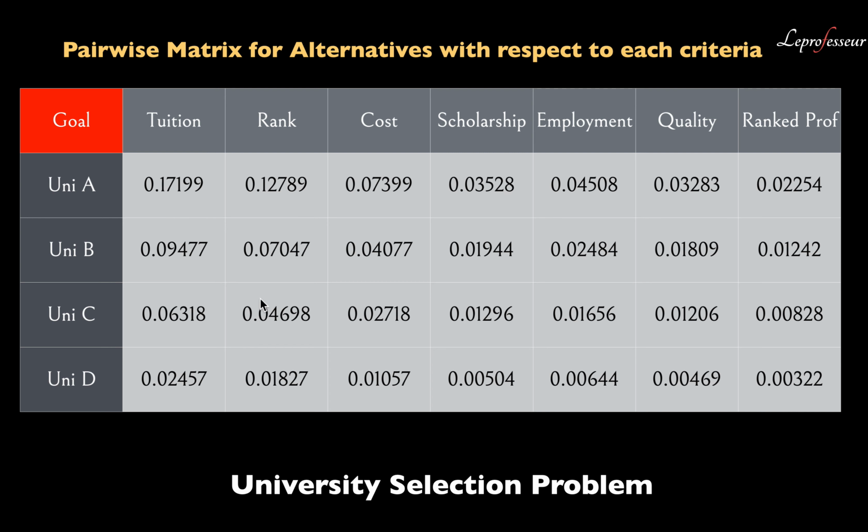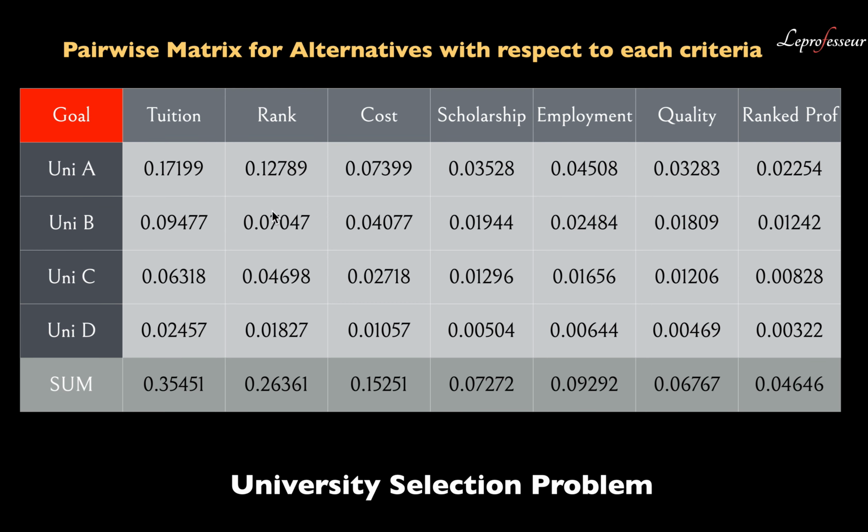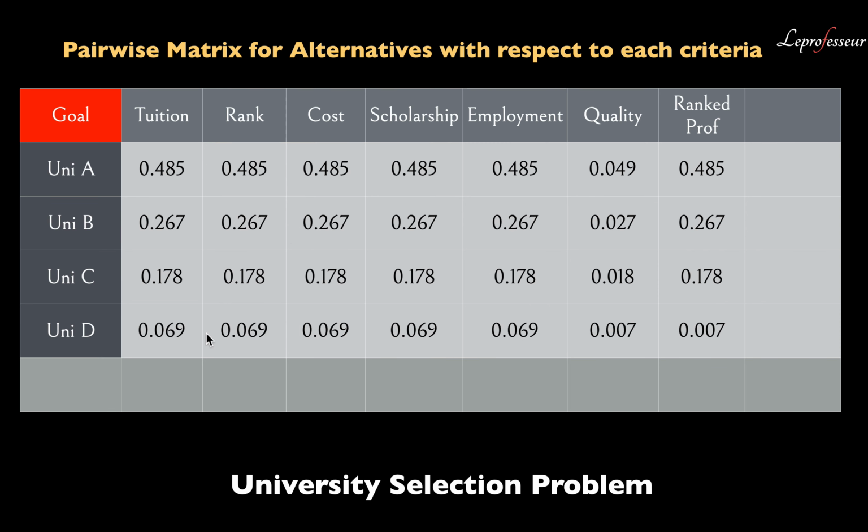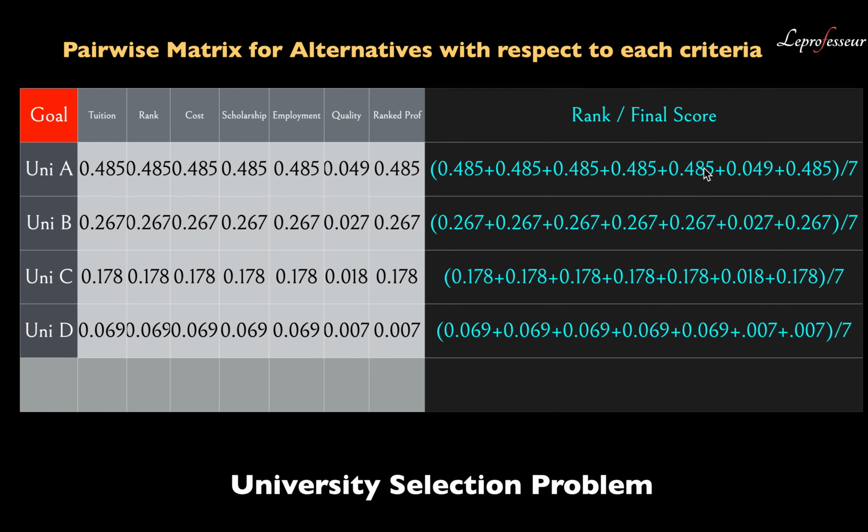So we did the calculation, and now let's do the sum. Same thing again, the sum of each column. After doing the sum of each column, we divide each entry in the column by the sum of the column to normalize it further. After doing that, we get the final matrix this way. Now we do one more step: adding the values of each row to get the final score, and dividing by how many attributes I have.